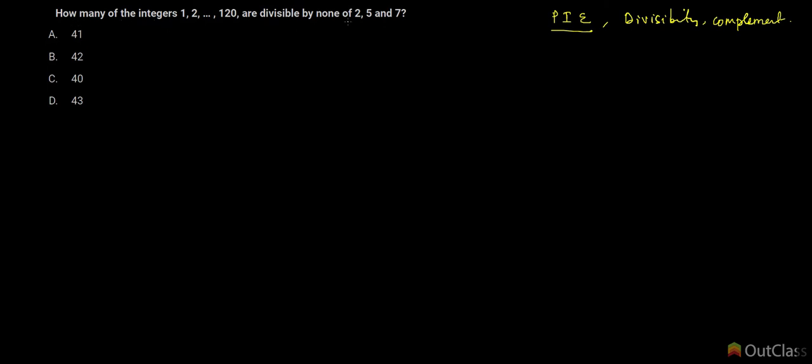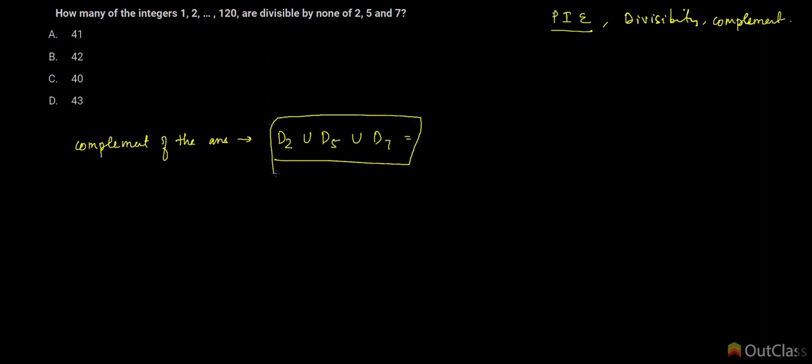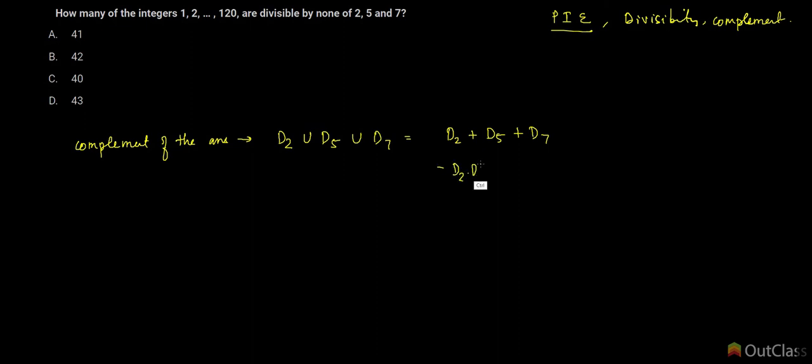They want how many integers not divisible by 2 or 5 or 7. I will find the complement of the answer first, which means divisible by 2 or divisible by 5 or divisible by 7. D2 union D5 union D7, and then I would use the principle of inclusion exclusion to expand this, and it would become D2 plus D5 plus D7 minus D2 intersection D5. I'll simply write D2 D5 minus D2 D7 minus D5 D7 plus D2 D5 D7.